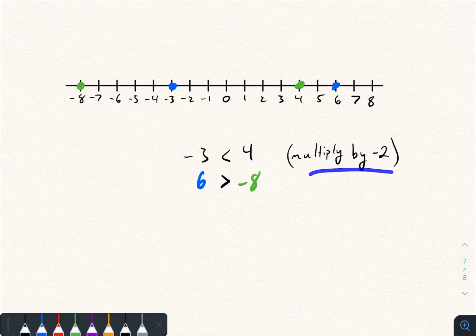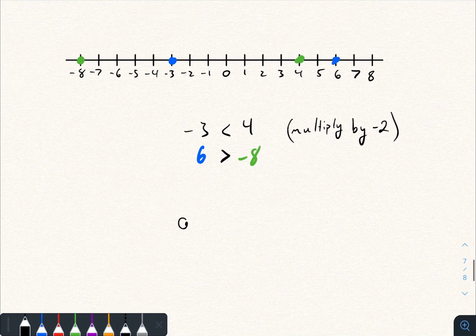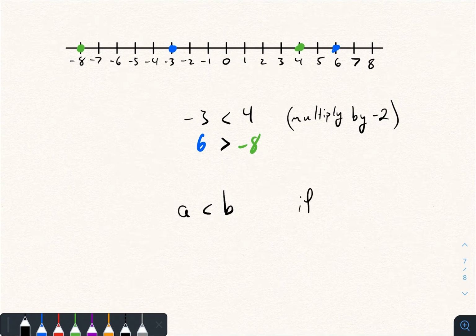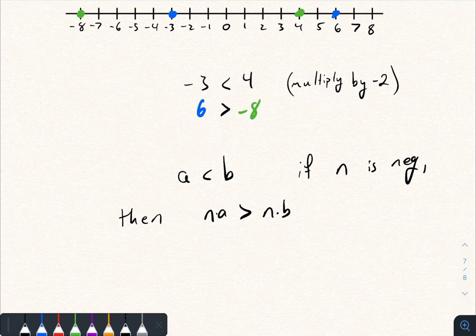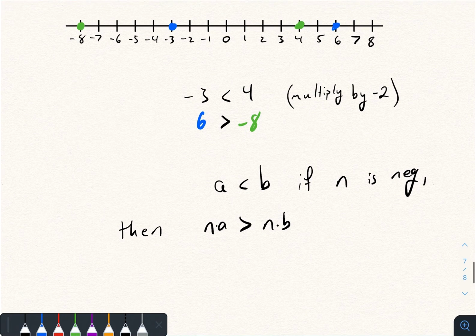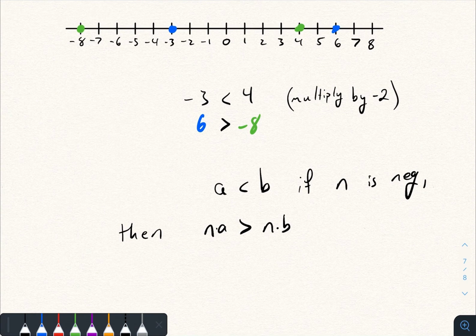And so whenever you multiply by a negative number, in general, it will flip the inequality. So when you start with an inequality, a is less than b, and n is some negative number, then when you multiply n times a versus n times b, instead of b being bigger, it's going to flip the inequality, and so n times a is going to be bigger. So multiplying by a negative flips your inequality, and you can, again, just view the number line in a variety of situations to convince yourself or your students or whoever about this.